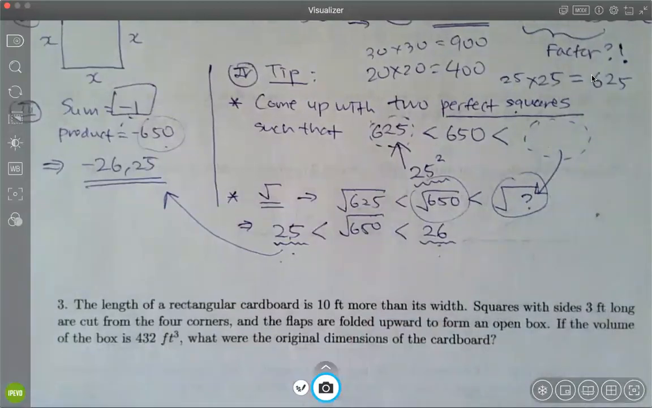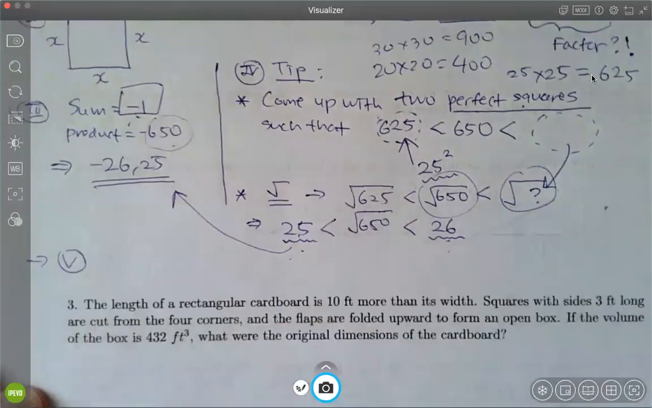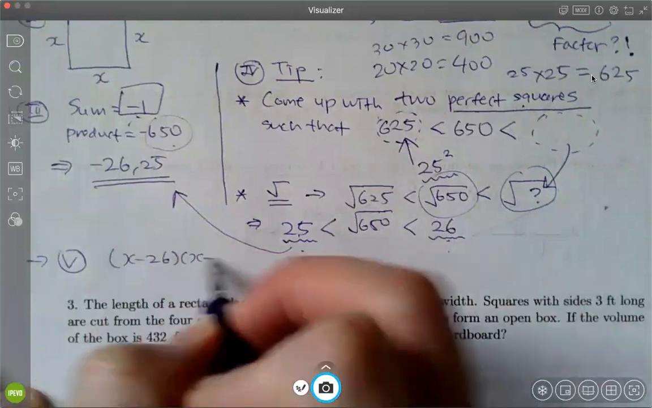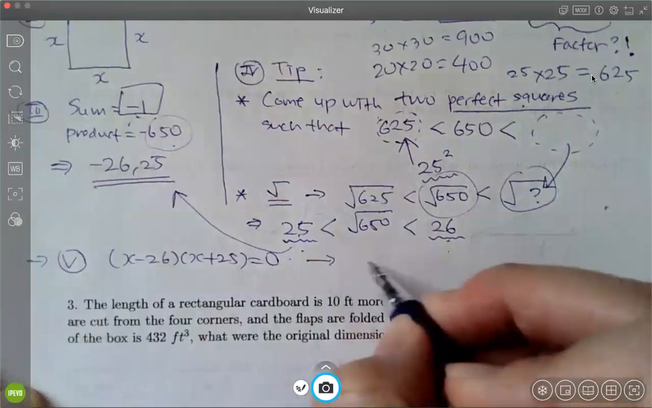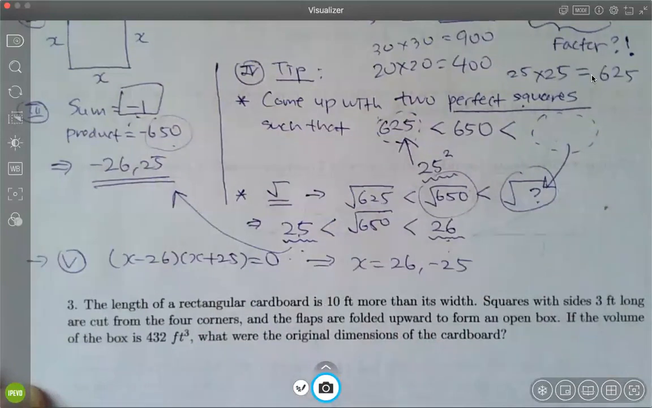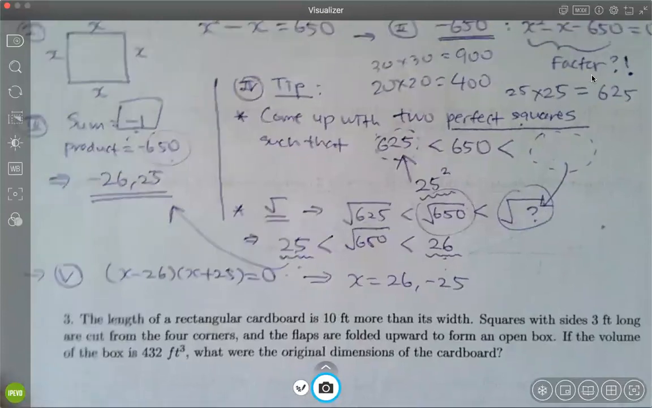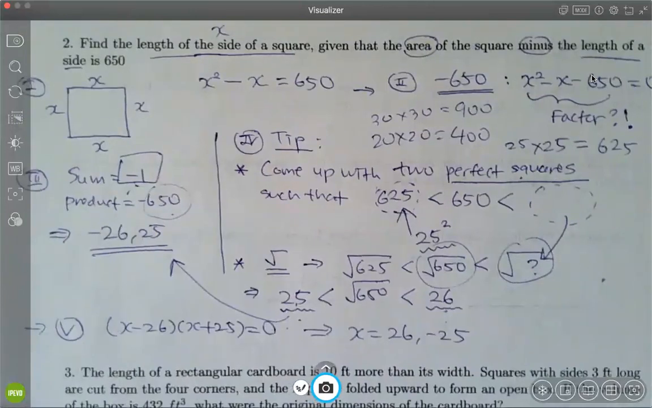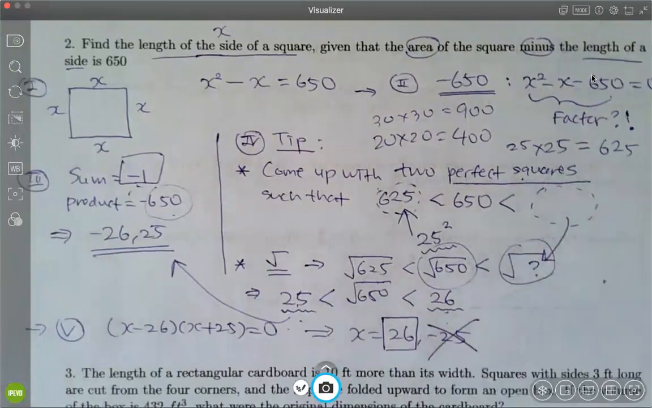So now what do you do? Now we can factor, right? So what do you get? X minus 26 times x plus 25 equal to 0. So what does that mean? X is equal to 26 and -25. Now, do both numbers work or only one of them works? Only one. Which one works? 26, right? Because -25 doesn't work, since x was the length of the side.